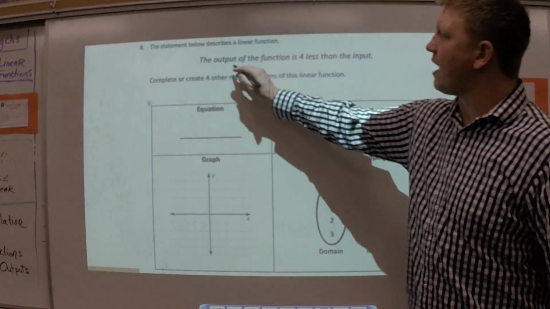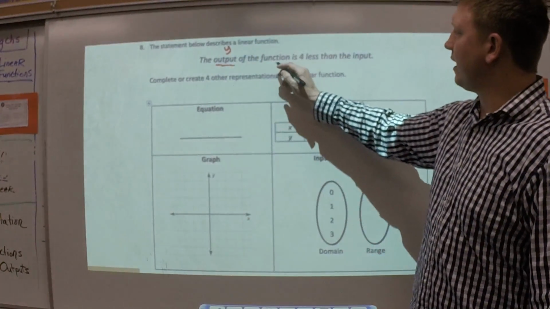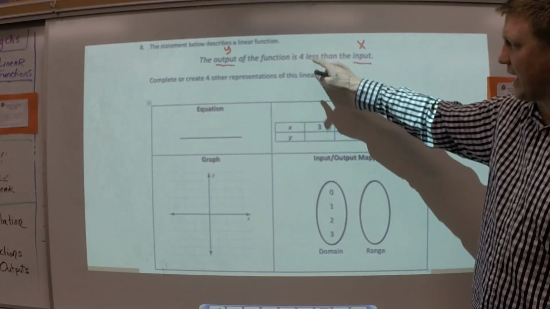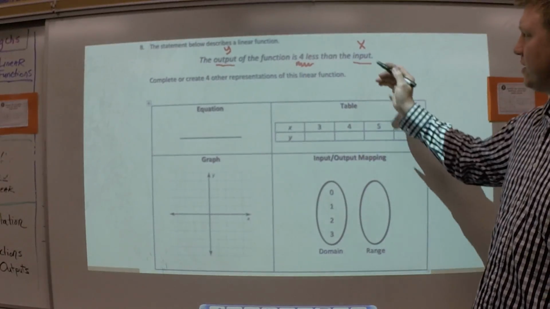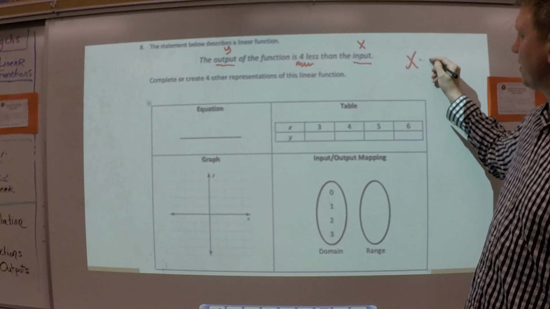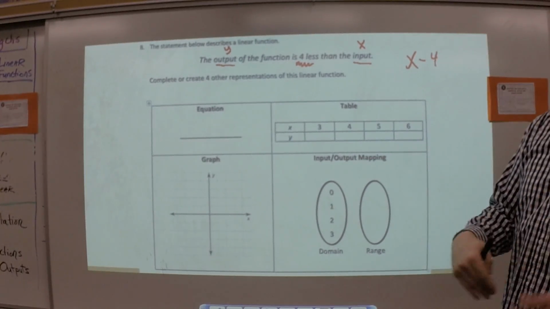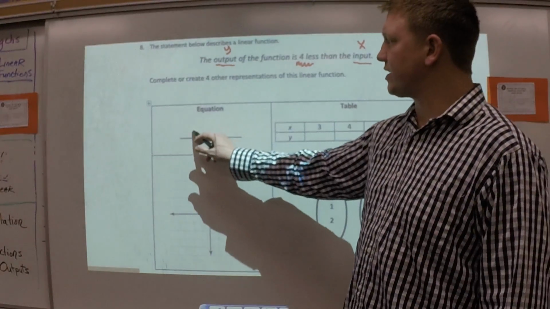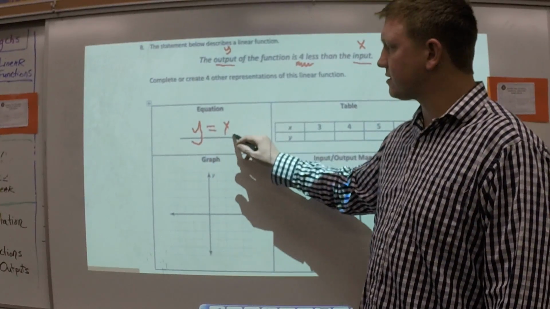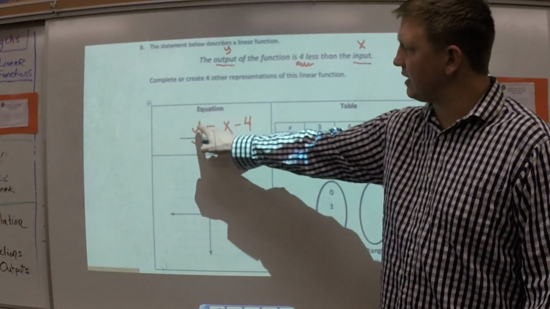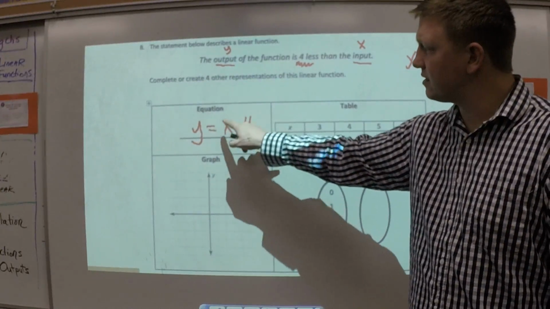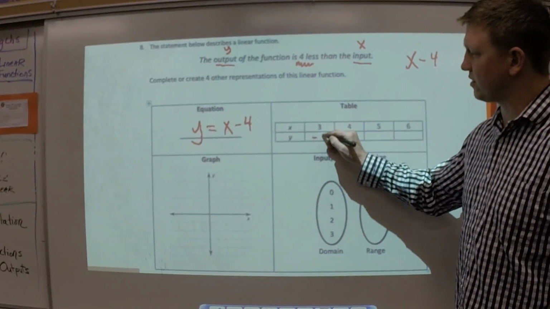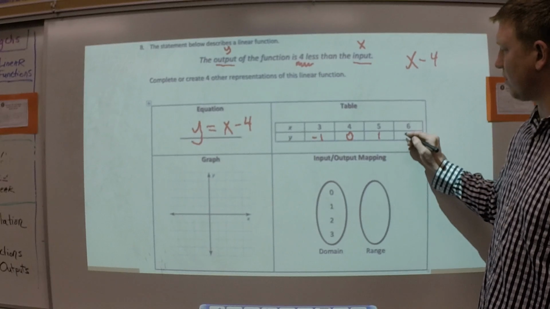Okay, check this out. If the output is my y variable and the input is my x variable, and it says the output of the function is 4 less, here's what it tells me to go do to the input. So it's going to be x minus 4. And it's going to be subtracting 4 on every x value or every input of the function. And so my ultimate equation looks like this. Y equals x minus 4. The output is 4 less than the input, all right? So taking minus 4 from everything. This would turn into negative 1, and this turns into 0, and this turns into 1, and this turns into 2.